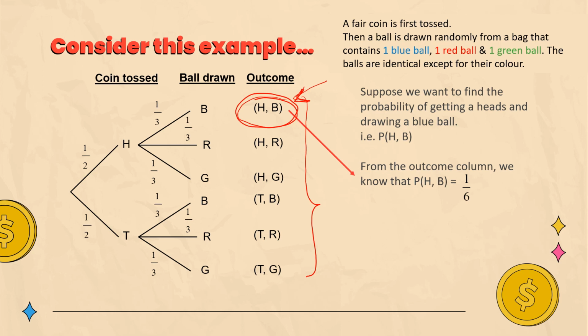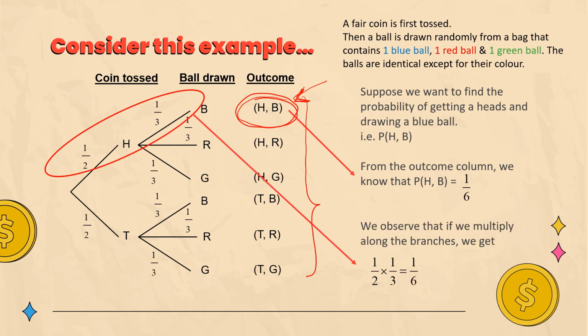Now let's take a look at the tree diagram. Along the tree diagram, heads blue is along this branch over here, as circled in red. If you look at the probability found on the branches, we find that if I take half times 1/3, I will also get 1 over 6. Is this purely a coincidence, or is there actually a logic behind it? That is what we want to explore in this video.